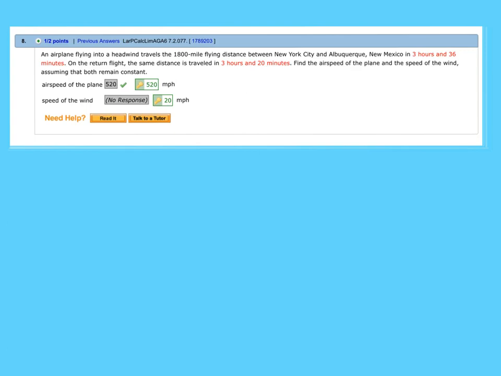And the other thing is you have something called headwind and tailwind. Headwind comes against the plane and slows it down. Tailwind comes behind the plane and speeds it up. So if this is distance equals rate times time, the distance is the same for both, right? It's 1,800.